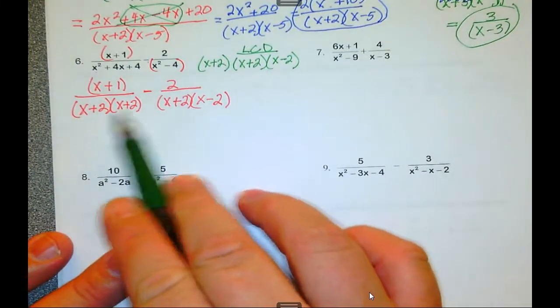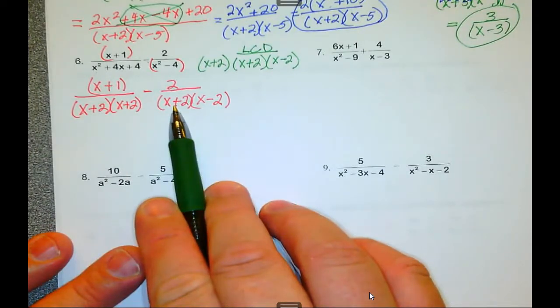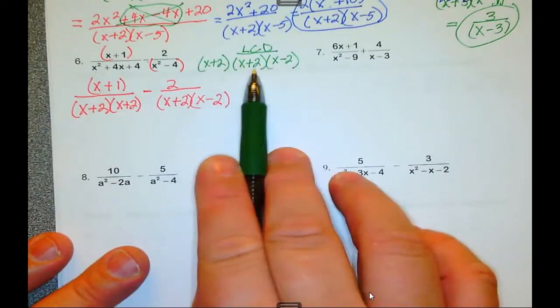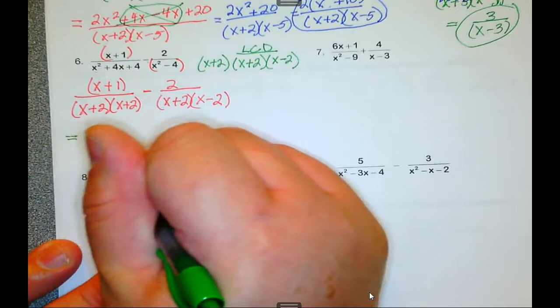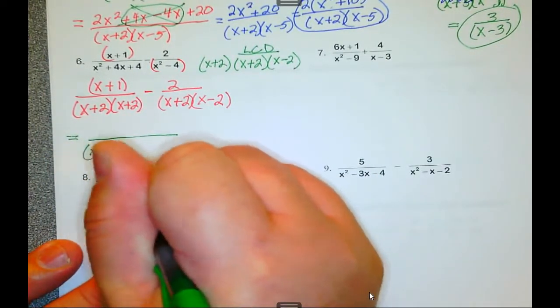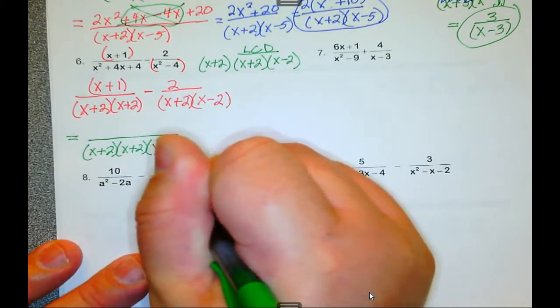I have two x plus 2's. This already has an x plus 2, so I don't need a third one, since there's at least one in there. Okay? So my lowest common denominator is x plus 2, x plus 2, and x minus 2.